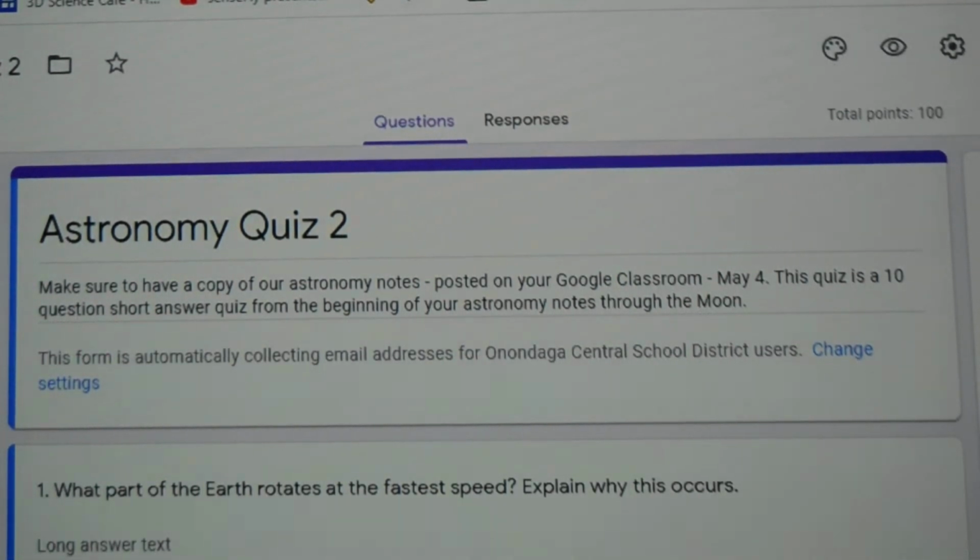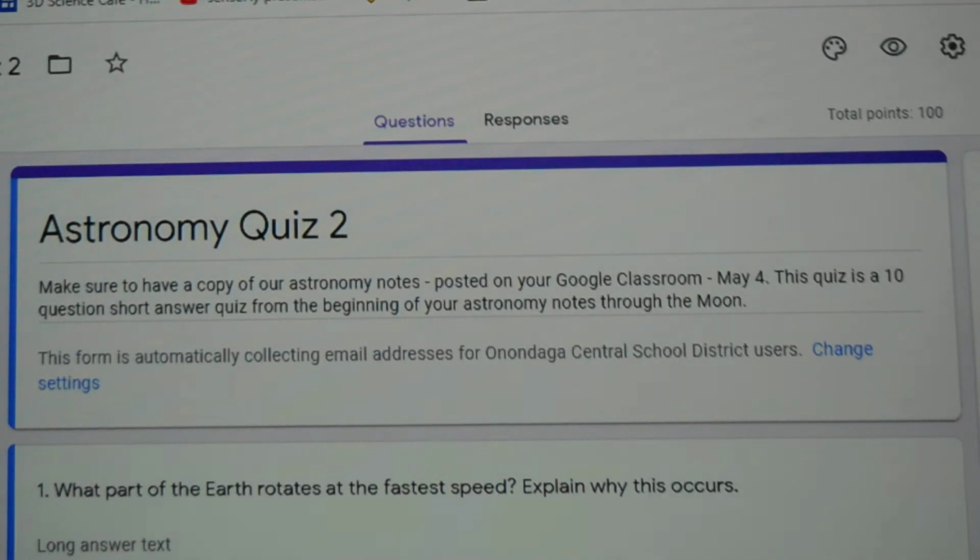Okay, astronomy quiz number 2. Make sure you guys have your hard copy or your notes. Remember, you can use your notes to assist you. Your notes were put on your Google Classroom on the stream on May 4th. This quiz, 10 short answer questions.